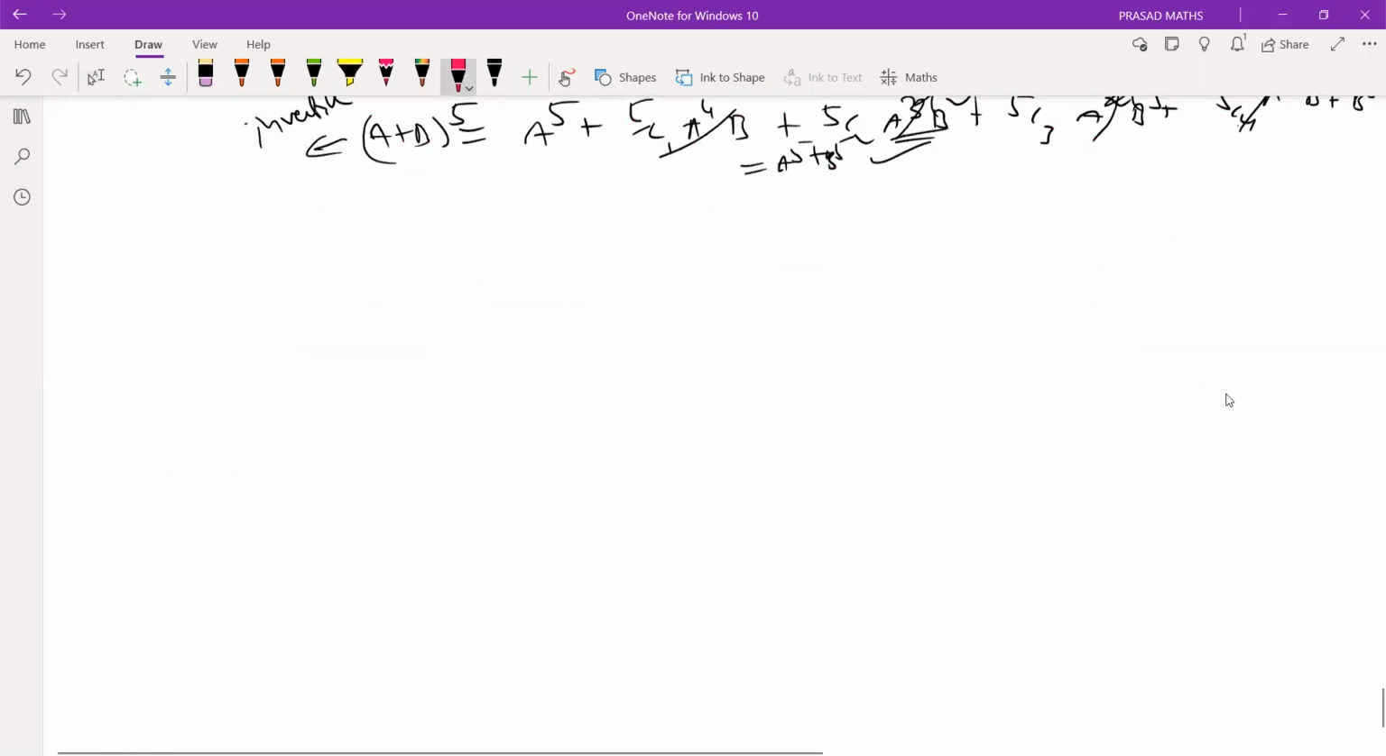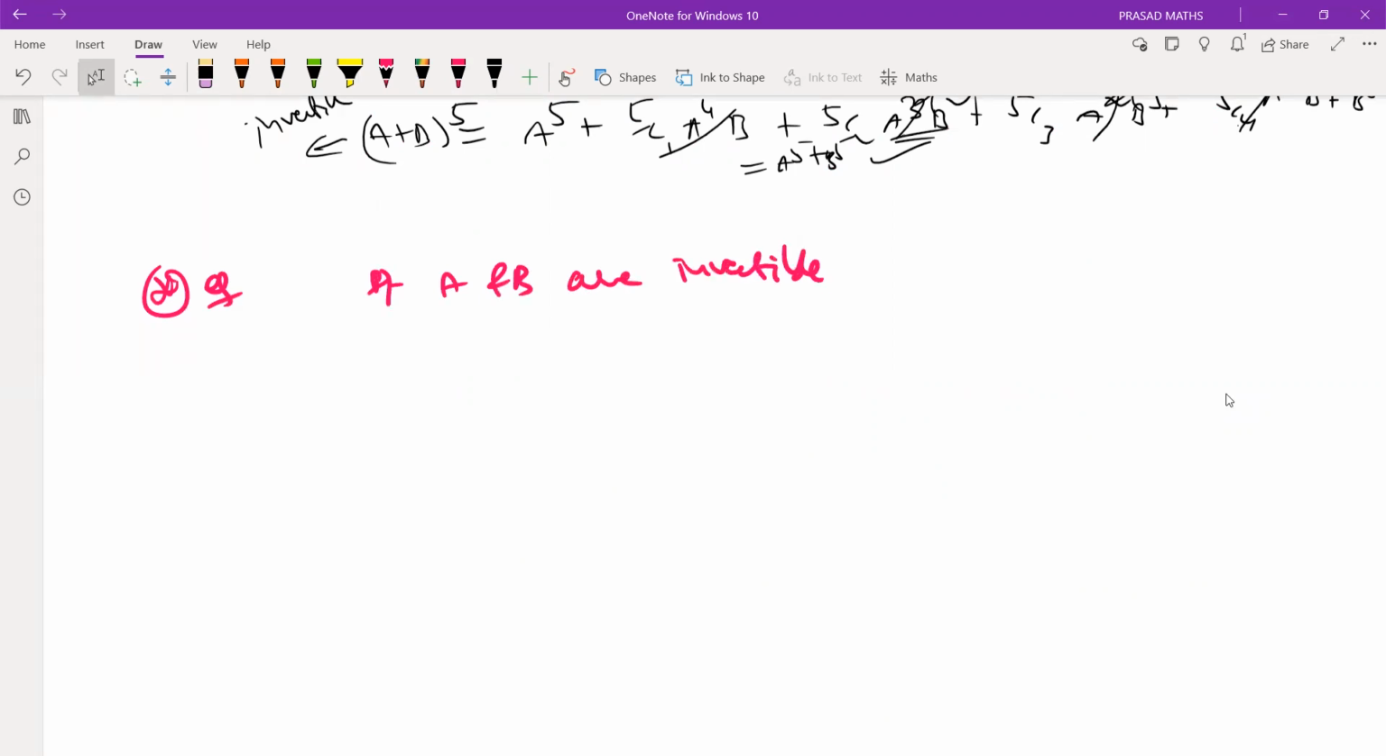Next, again this same question appeared in CSIR, the same model. A, B are invertible. Which of the following is true?